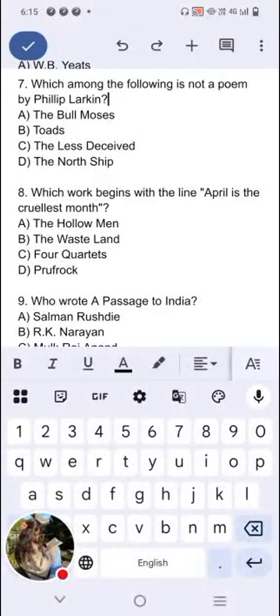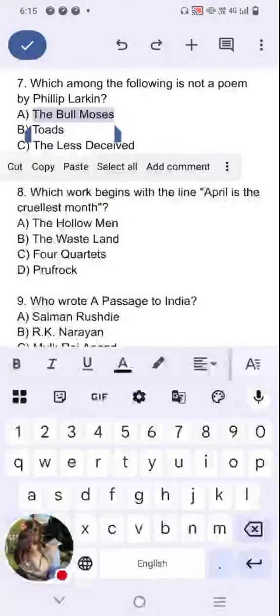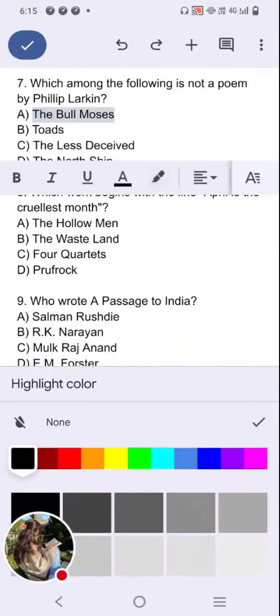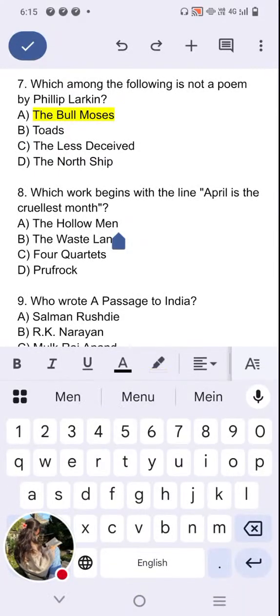Any answer? So I'll say the answer. Our option is option A, The Bull Moses. So Philip Larkin, his first poetry collection is actually The North Ship. And another famous poem of his is The Less Deceived. Toads is also written by him.